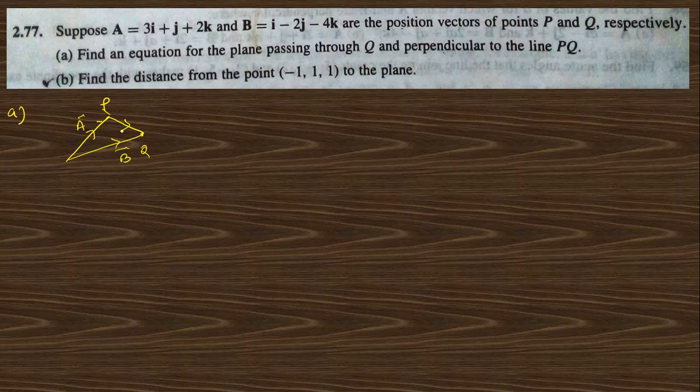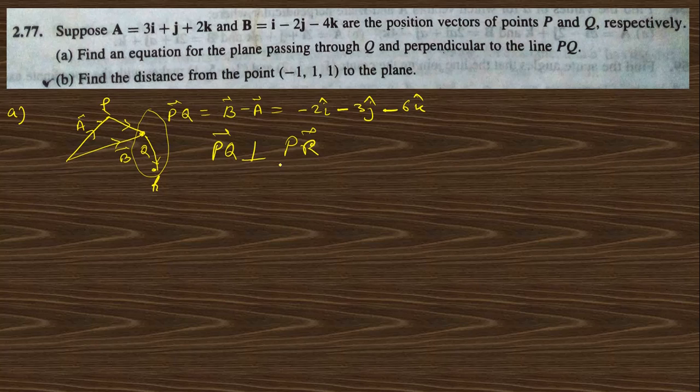So draw, this is PQ. So the PQ is nothing but Q minus P, that is B minus A. So B minus A is nothing but minus 2 i cap minus 3 j cap minus 6 k cap, which is perpendicular to this plane and passing through Q. So if we take the plane like that, where this is R, the vector QR and PQ are perpendicular. If we take this point as R, this is the position vector R. So this vector QR is nothing but R vector minus Q vector.